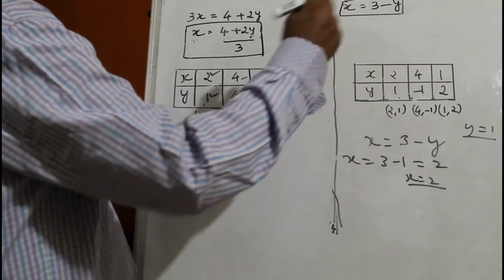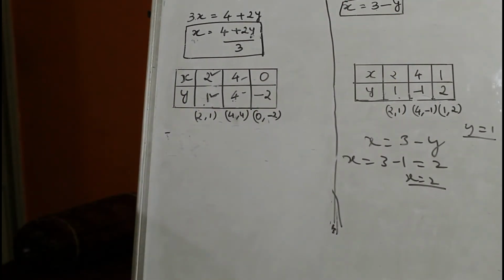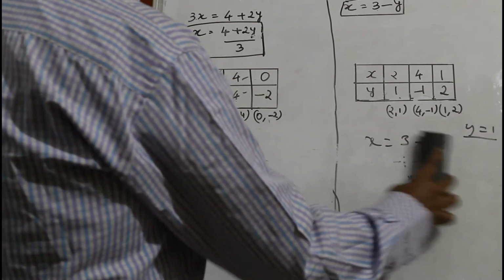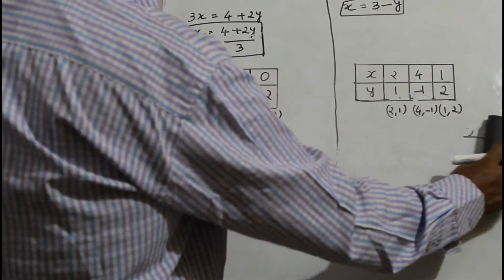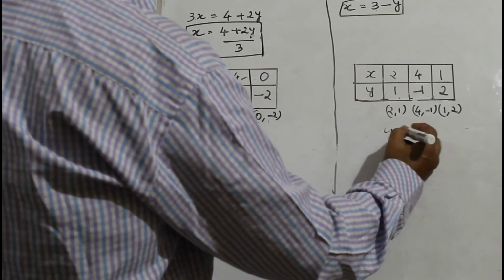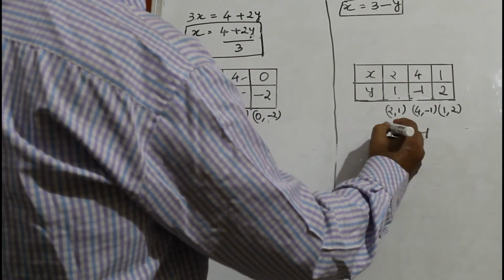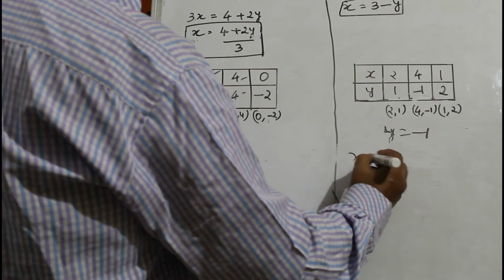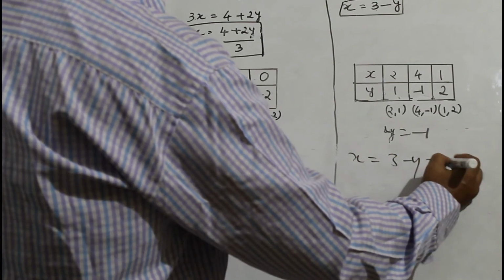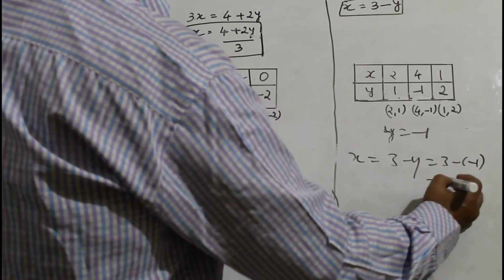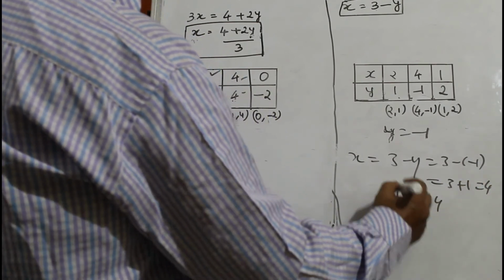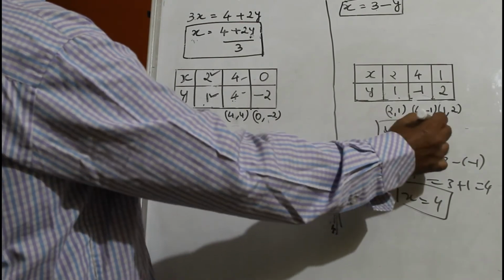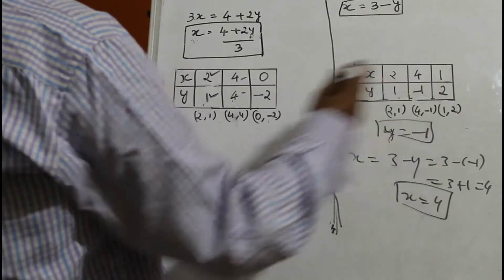See, 2 comma 1. Next, you put y as minus 1, so it will cancel. When you put y as minus 1, we are substituting y as minus 1. So you get x is equal to 3 minus y, which is 3 minus of minus 1, which is 3 plus 1 equal to 4. So you get x equal to 4. When you put x equal to 4, you get y equal to minus 1. That's what I wrote here, 4 comma minus 1.